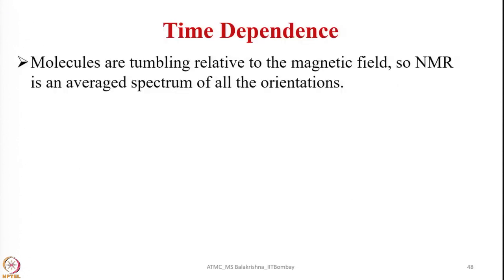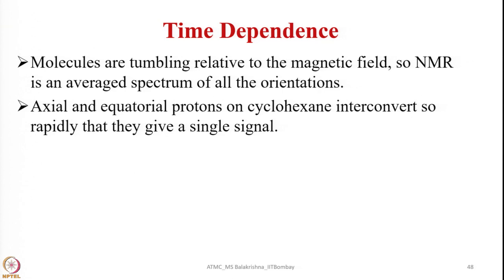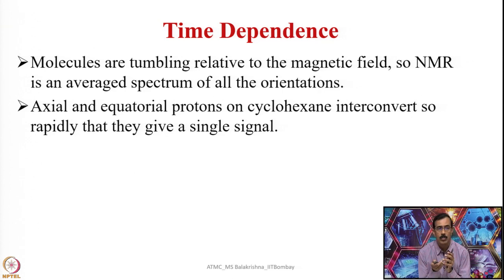Now time dependence. Molecules are tumbling relative to the magnetic field, so NMR is an average spectrum of all the orientations. Axial and equatorial protons on cyclohexane interconvert so rapidly that they give a single signal. For example, if you take the NMR spectrum of cyclohexane at room temperature, what happens? They are rapidly converting axial into equatorial, equatorial into axial. Because of this dynamic process, the NMR time scale does not identify axial and equatorial separately, and they appear as a single signal.